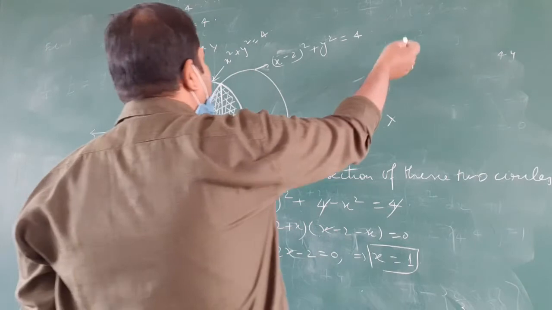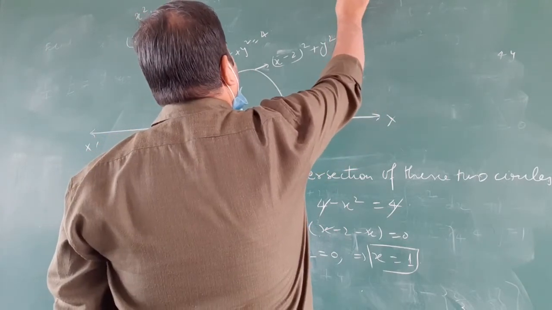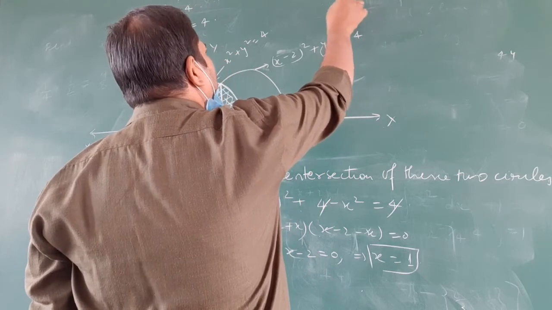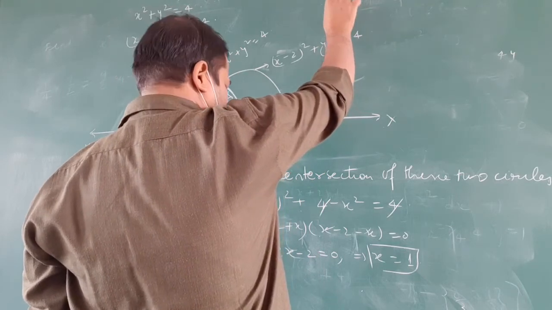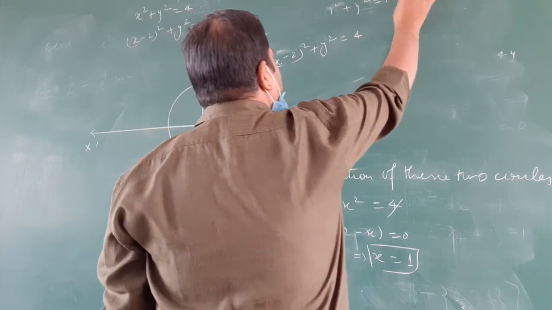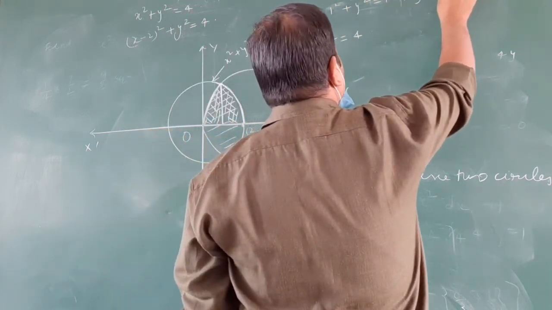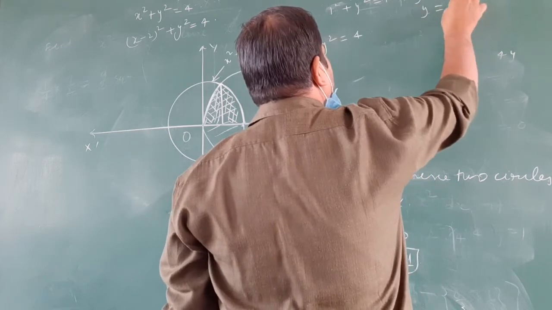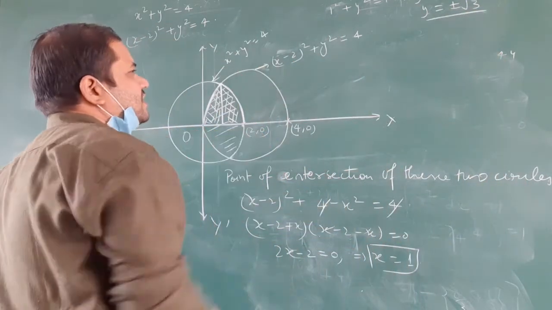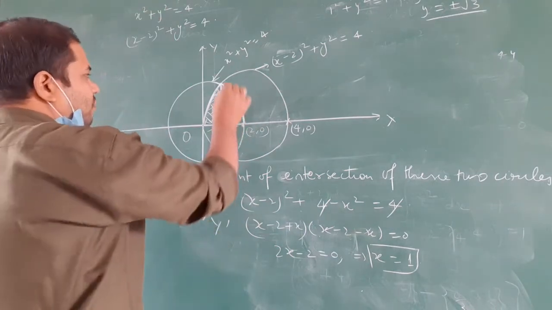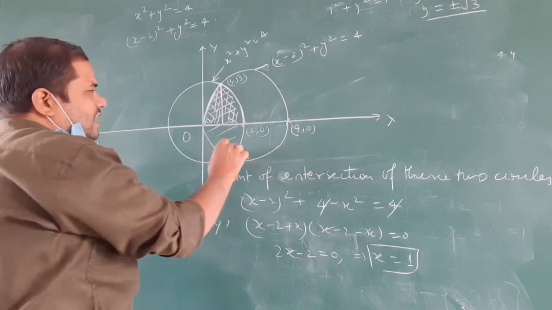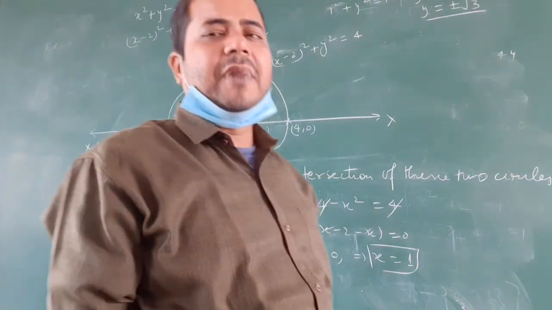We will get x square plus y square is equal to 4. So x square is equal to 1, plus y square is equal to 4. This implies y square should be 3. So y should be plus minus root 3. So this point of intersection is nothing but 1 comma root 3, and if you see downside, this is 1 comma minus root 3.